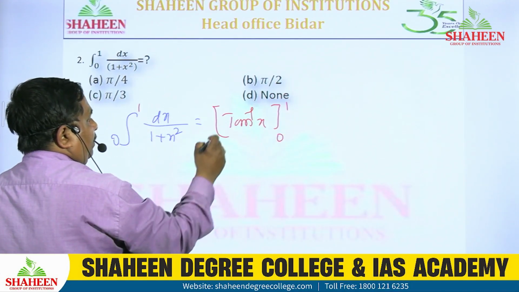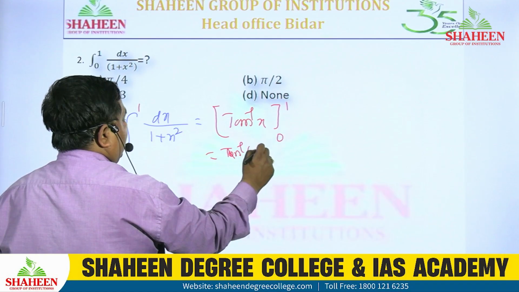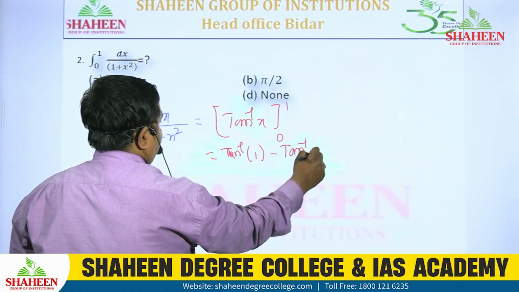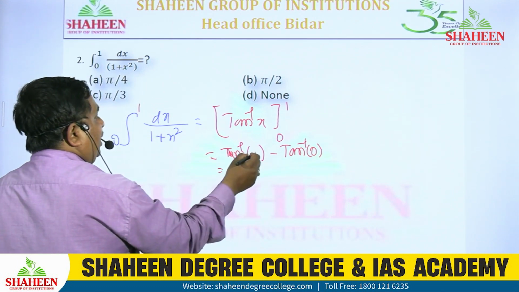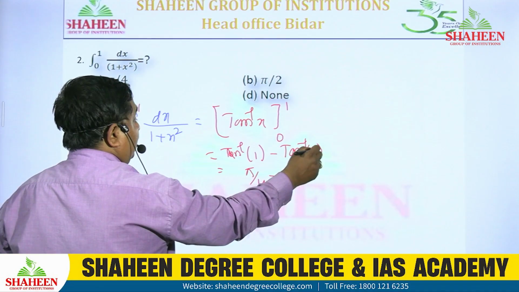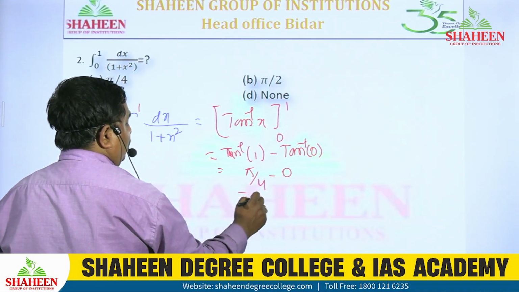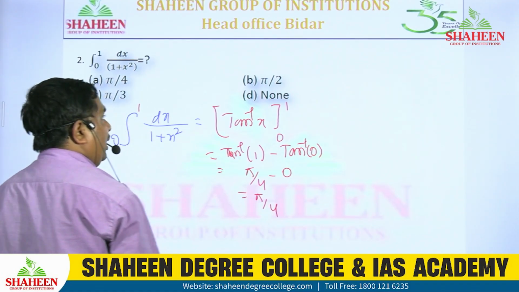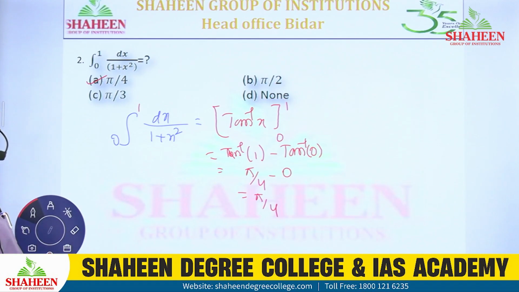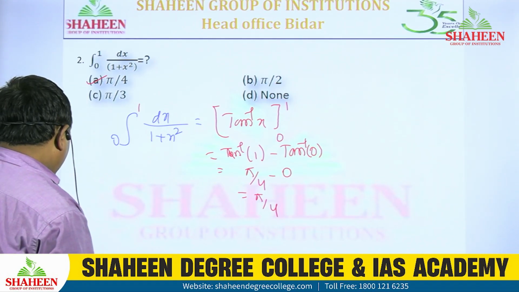First we take the upper value, that becomes tan inverse 1, minus the lower value, that is tan inverse 0. In tan, when do we get the value 1? At pi by 4. And when do we get the value 0? At 0. Pi by 4 minus 0 is pi by 4. Our answer is pi by 4, that is, the first option is correct. Clear? In this way we are solving the problems.